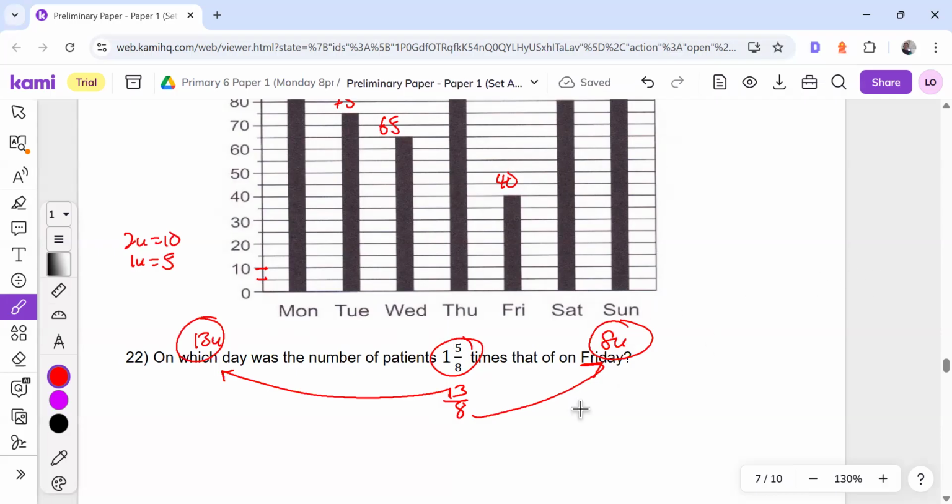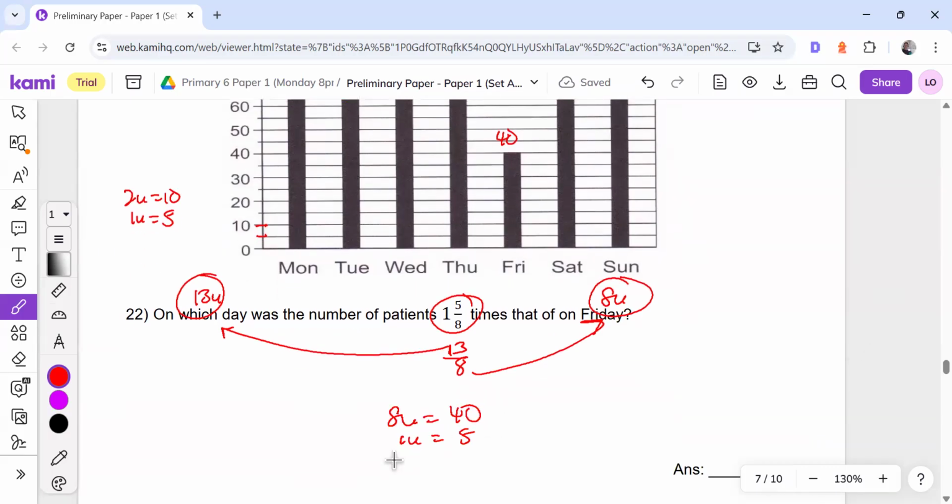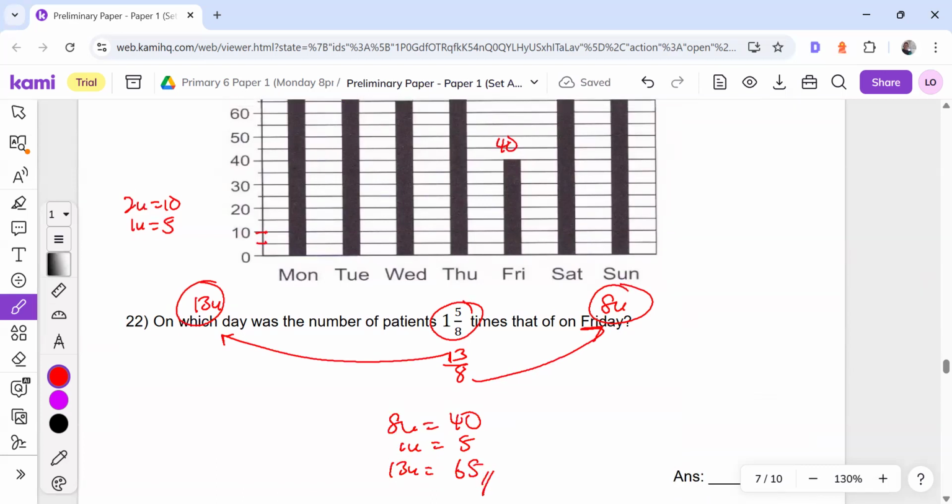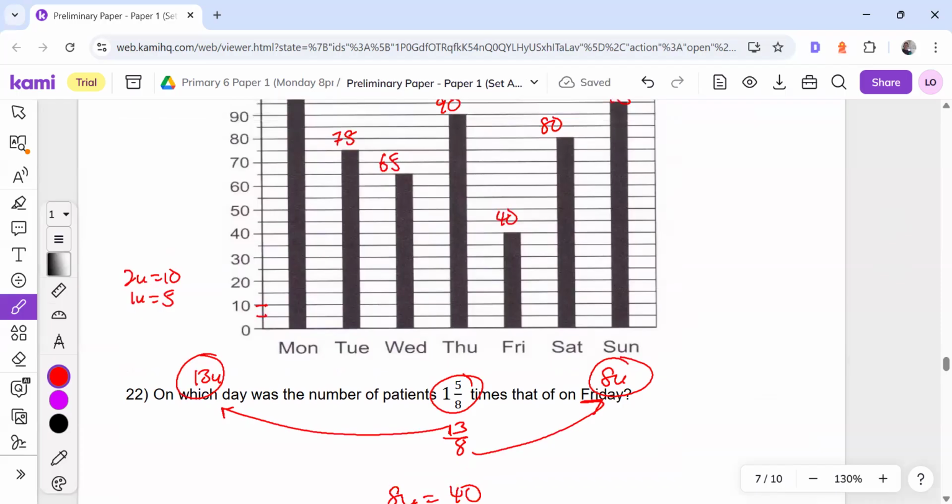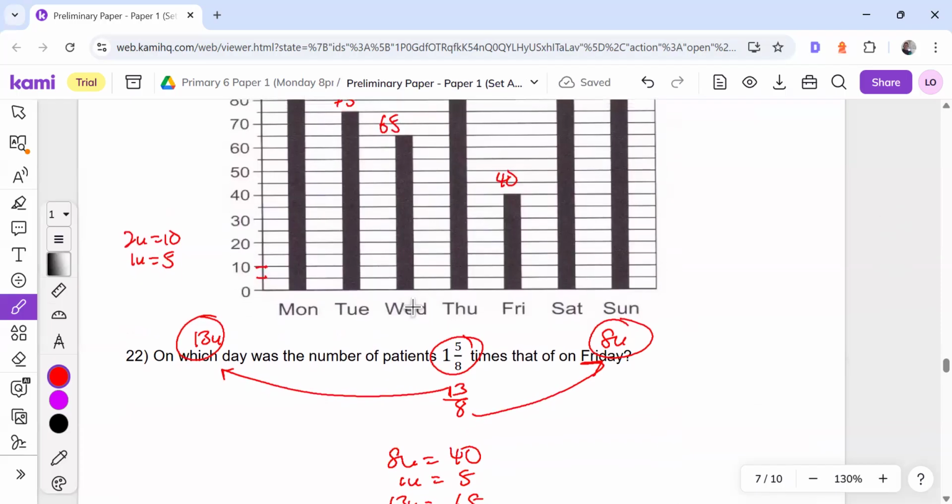So Friday has 40. So 8 unit is 40. 1 unit is 40 divided by 8. So 13 unit will be 13 times 5. 65. So which day got 65? Then you look at the bar graph. Wednesday. Wednesday got 65. Answer. Right answer, Wednesday. Got it?